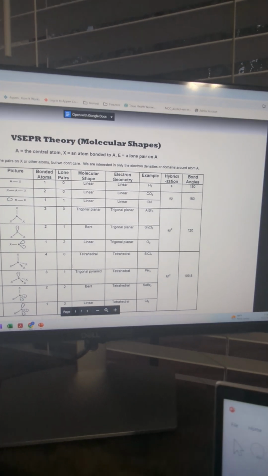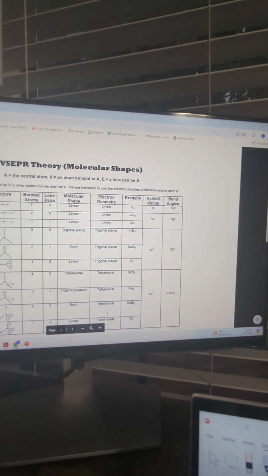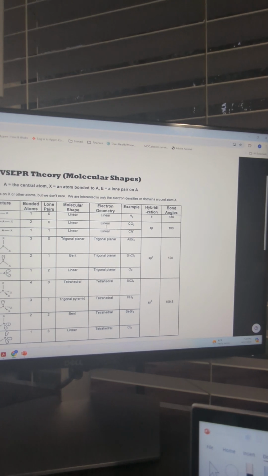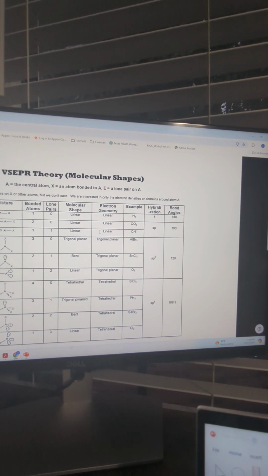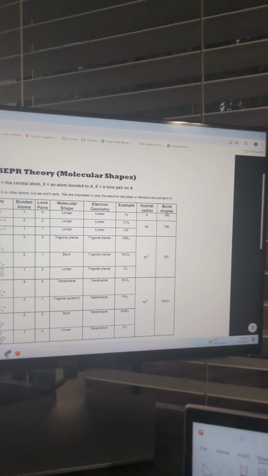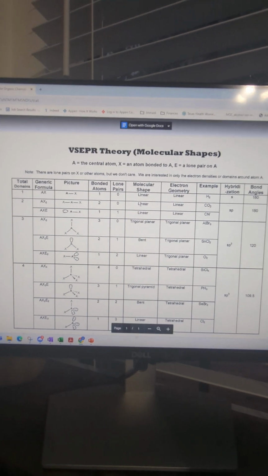Based on that, the electron geometry is tetrahedral for sp3, trigonal planar for sp2, and linear for sp. The molecular shape and electron geometry are exactly the same for sp. But for sp2, with one lone pair and two bonds, the molecular shape changes to a bent shape.